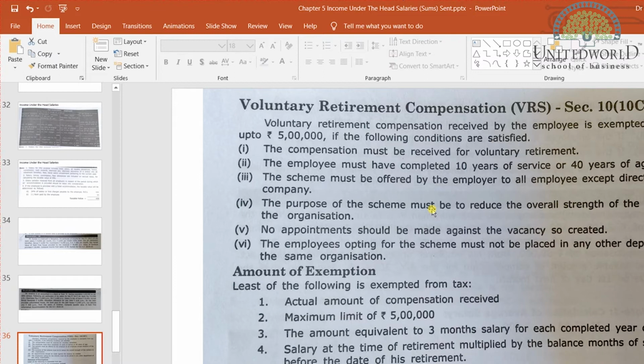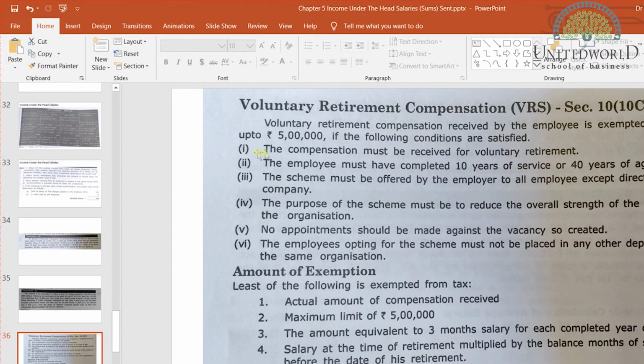This is important. You can't give this VRS scheme to an employee who has worked with the organization for less than 10 years, or whose age is less than 40 years, right? So this can be given to an employee who has worked with the organization for more than 10 years and whose age must be 40 years or above.